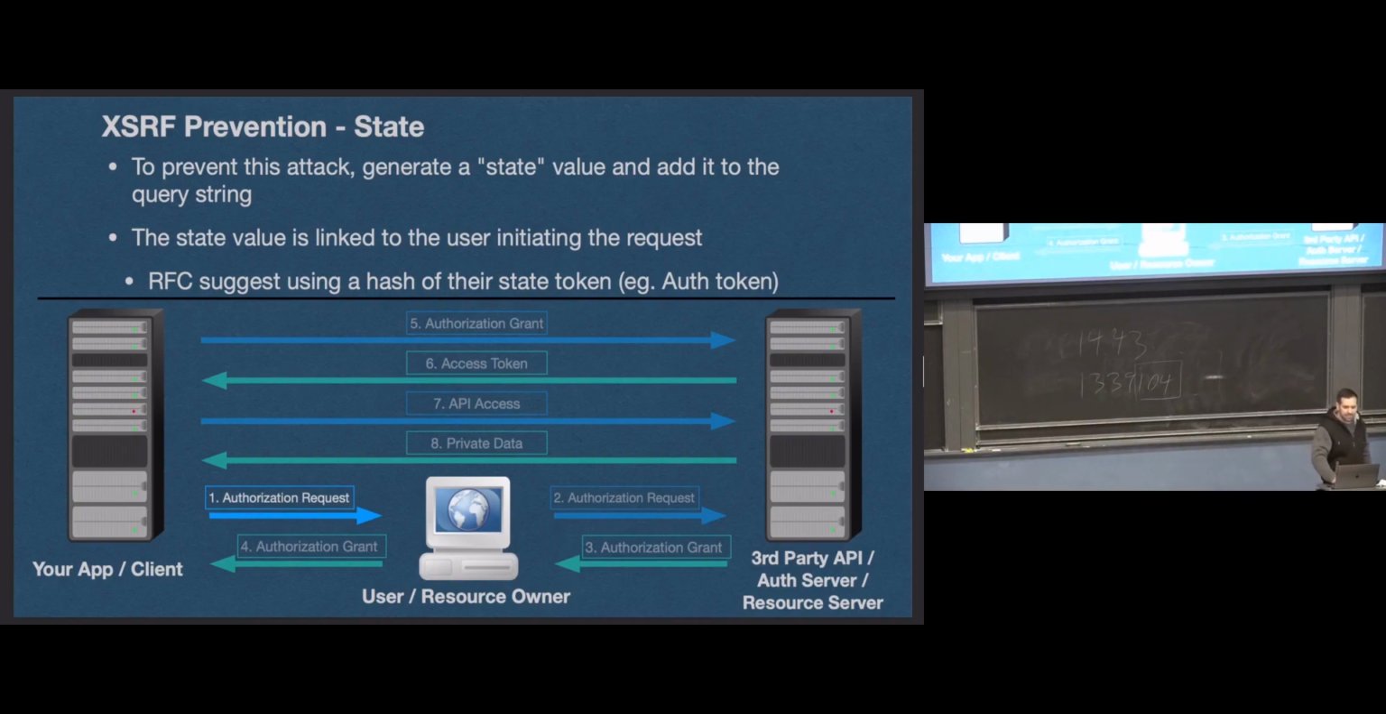State is, I guess, anything. Technically, it can be anything. What it should be is some big, long, random, high-entropy string that's going to uniquely identify this user.